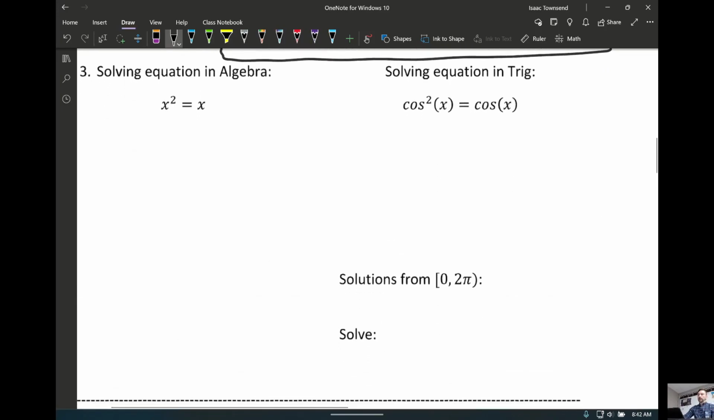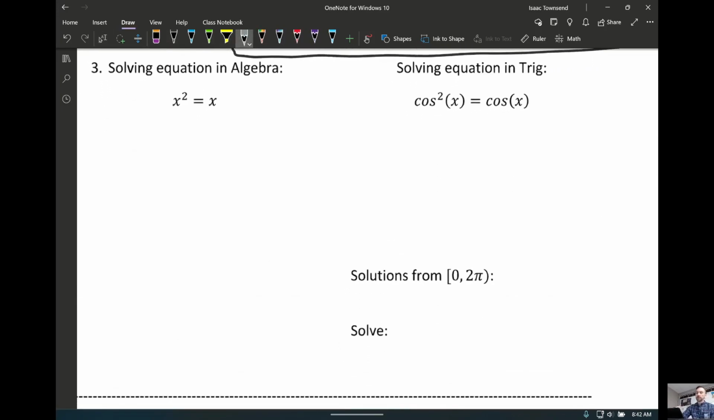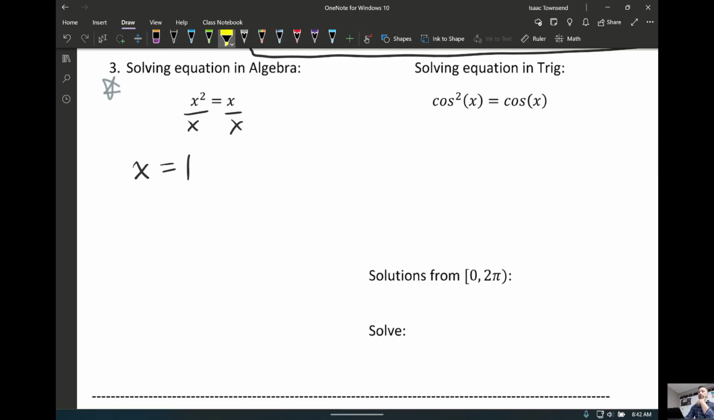Okay, we've got 2 more algebra ones, and with these I tried to pick out some common errors. So in this algebra problem, I know it's tempting to say let's divide both sides by x and we'll get x equals 1. So honestly, this might be the most common mistake that comes up in this section, so I think we need to probably write this out a little bit special. You should never divide both sides of an equation by a variable.